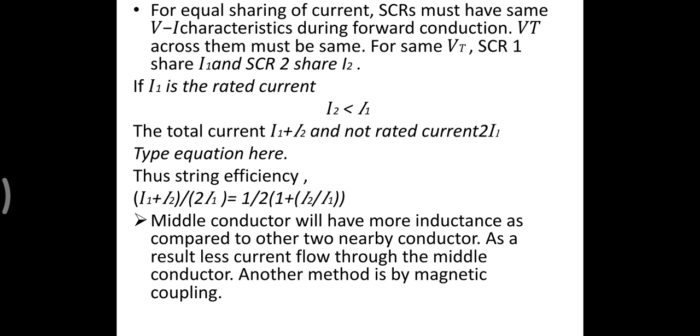So if you observe the circuit, I2 is less than I1, and the total current from the circuit is I1 plus I2. How can we achieve equal sharing? By connecting the triggering circuit.